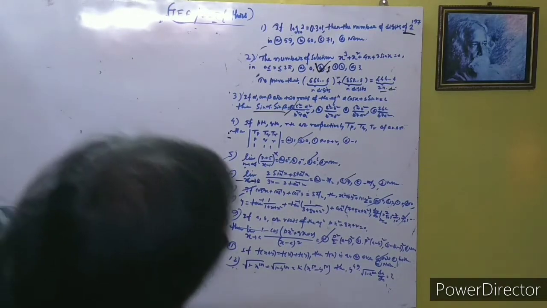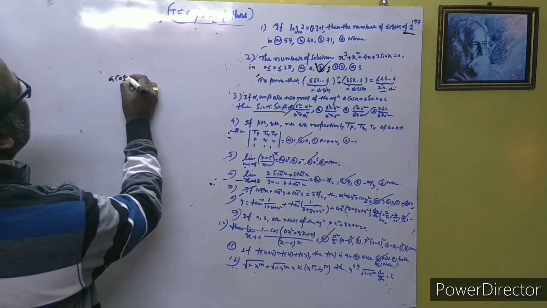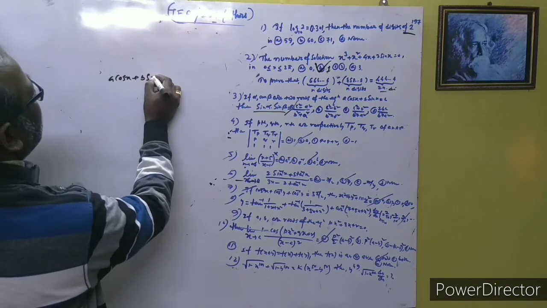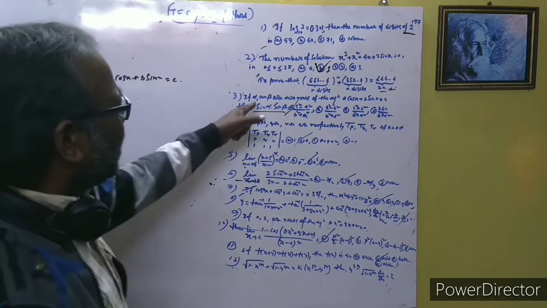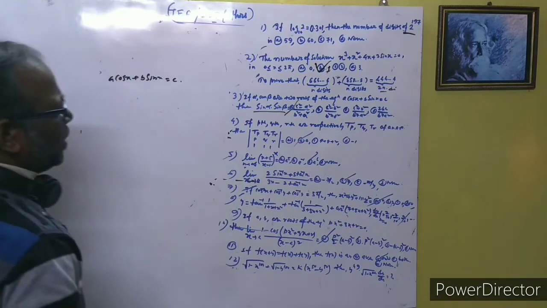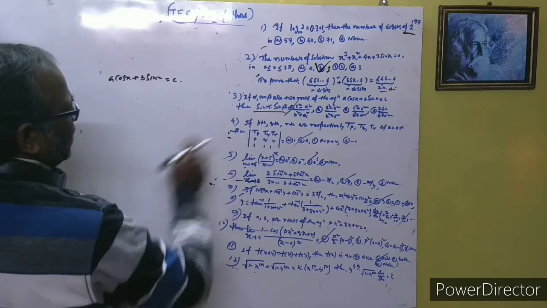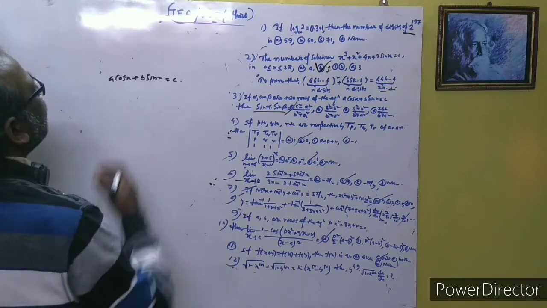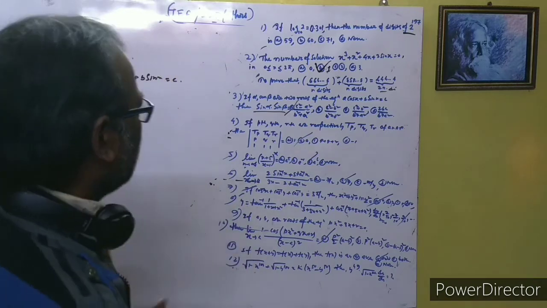For question number 3, you are given the curve a cos x plus b sin x equal to c. Here alpha and beta are the two roots of this curve. Find the product of sin alpha and sin beta. So we want to convert this equation to a sin variable, a quadratic equation.